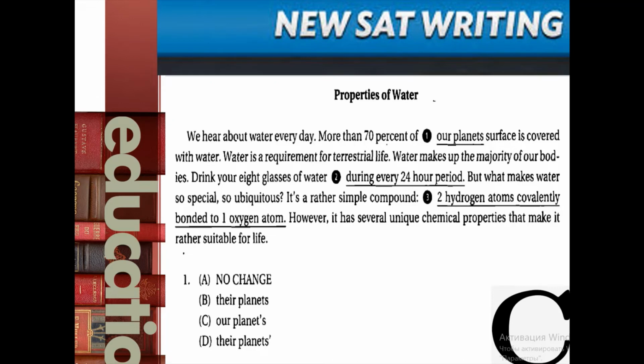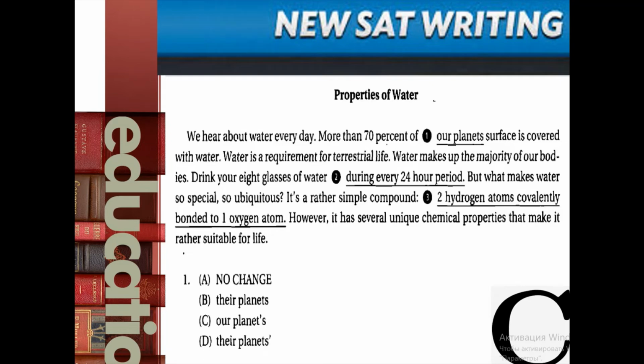So here it is, properties of water, some abstract. So the first question here concerns the proper use of possessive pronouns and apostrophes. Actually, we hear about water every day. More than 70% of our planet's surface is covered with water. Water is a requirement for terrestrial life. Water makes up the majority of our bodies. Drink your 8 glasses of water.